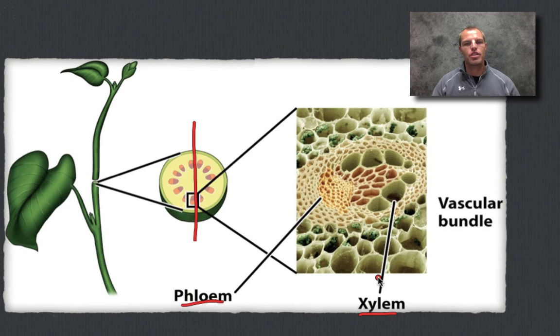So remember, xylem is going to move the water from the ground up. Phloem is transporting the food produced from photosynthesis, because plants are autotrophic. They're making their own food. It's going to transport it either down or up to where it's needed.